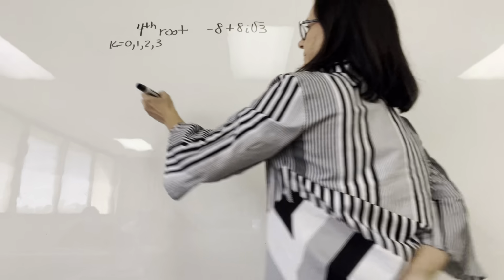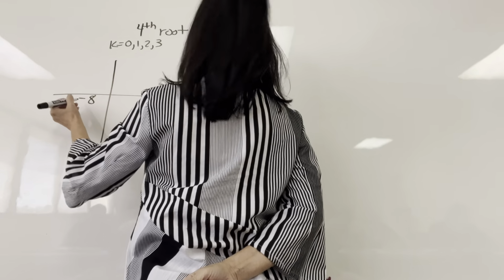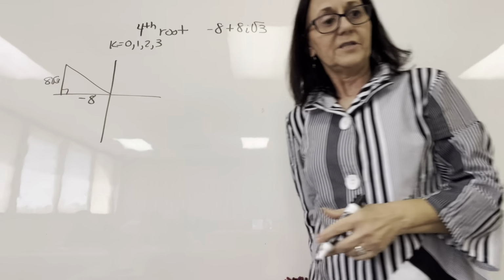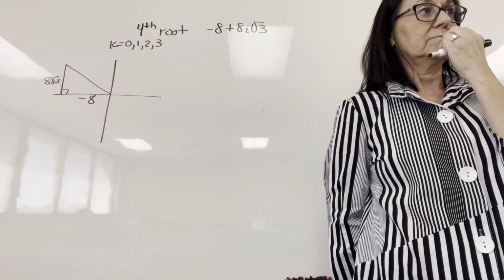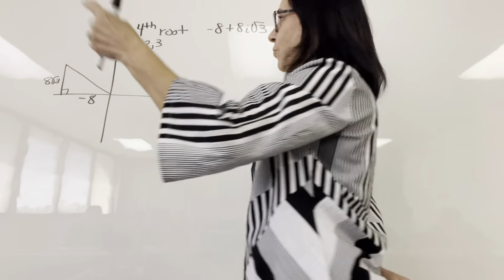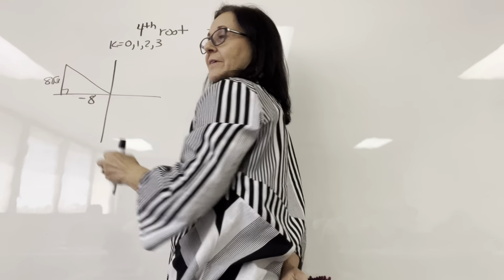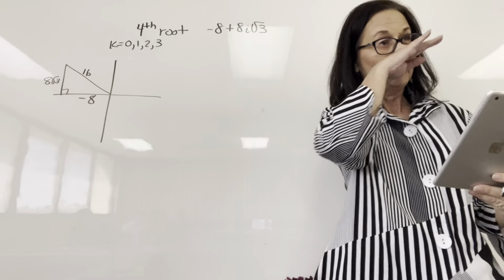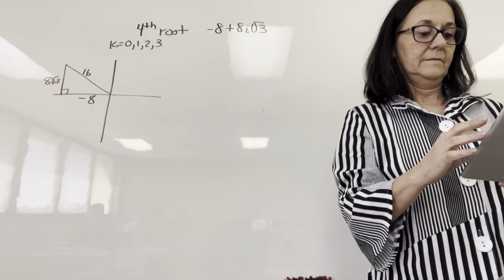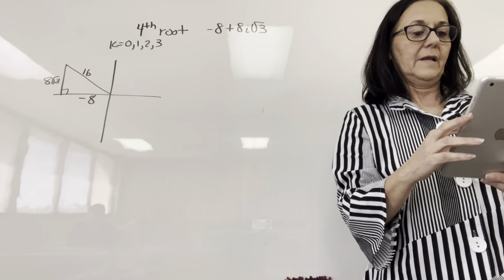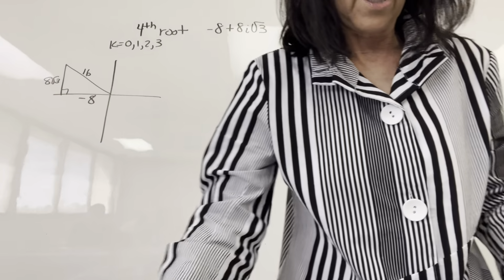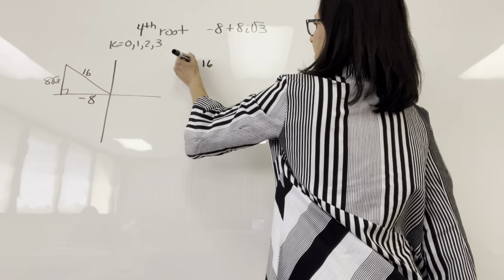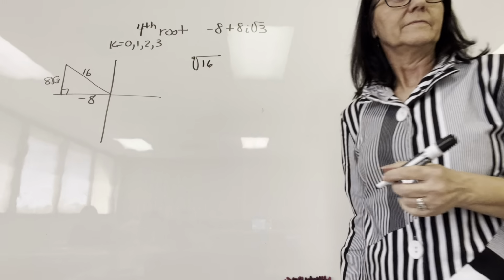All right, so we're going to draw it. This is negative 8. This is 8 square root 3. Do you see a Pythagorean triplet? It's 1, square root 3, 2. So what is the value? 16. All right, everybody follow that? Everybody got that? All right, so my modulus is 16, but I want the fourth root, right?